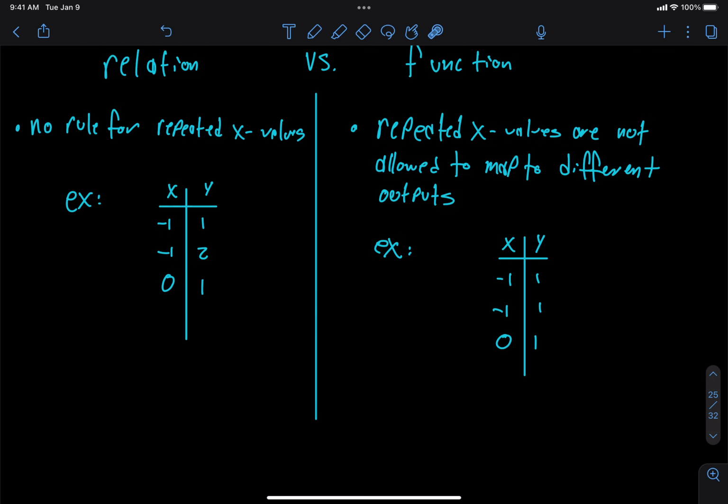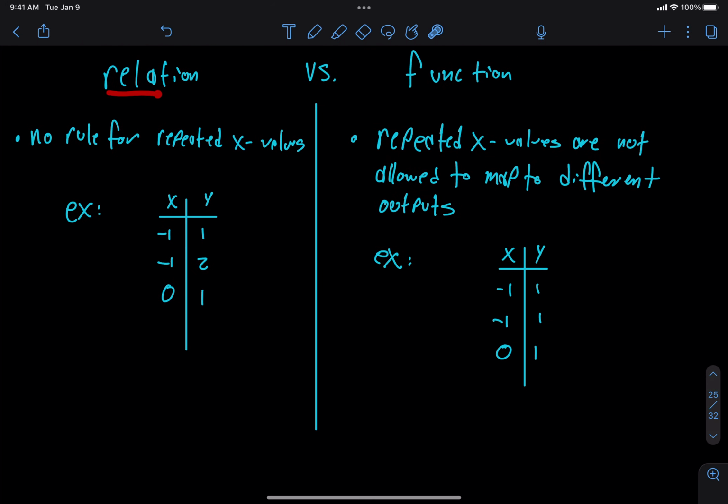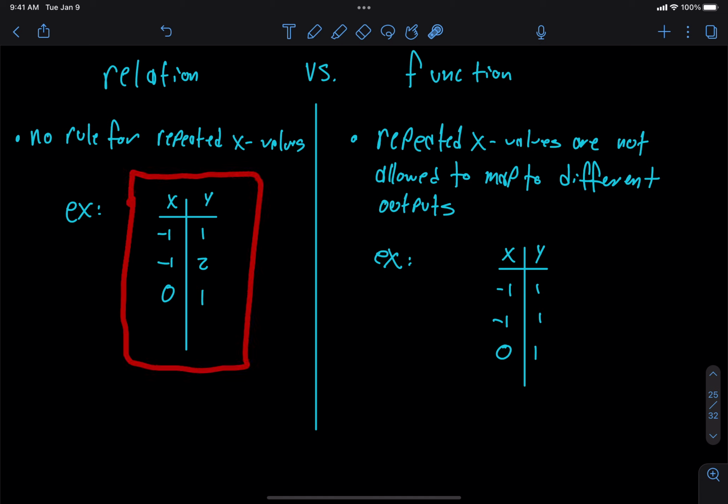So what does that mean in terms of looking at a table? To determine the difference between a relation and a function, we can look at the tables here. So what's the problem with this relation here that is causing it to not qualify as a function? What's the problem with this relation?